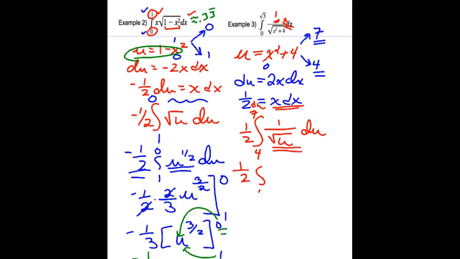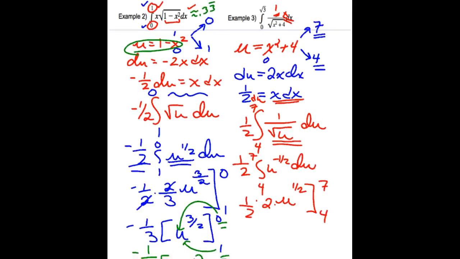I'd be integrating from 4 to 7, u to the negative 1/2 technically. I add 1 to that exponent, getting a half. I divide by a half, which is multiplying by 2. I have the 1/2 out front, and I'm going from 4 to 7. These cancel, and I end up with u to the 1/2 with a 7 going in, so that would be 7 to the 1/2 minus 4 to the 1/2, and that would be my answer.